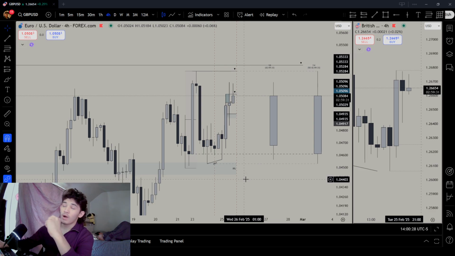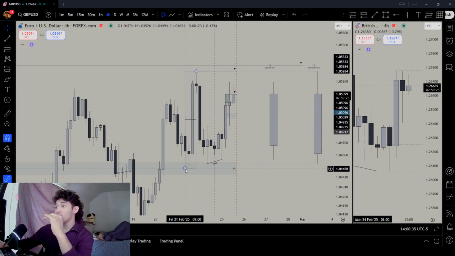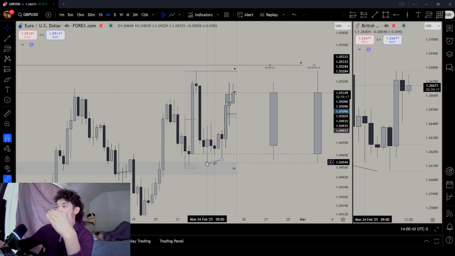Most important. Why? Because you need another pair to actually know, okay, there's an SMT divergence. That's the reason this market didn't push out this liquidity. Why did the market not push out this liquidity? Because there's an SMT divergence with a correlated pair. Why did the market not push out this liquidity right over here? Because there's an SMT divergence with a correlated pair.